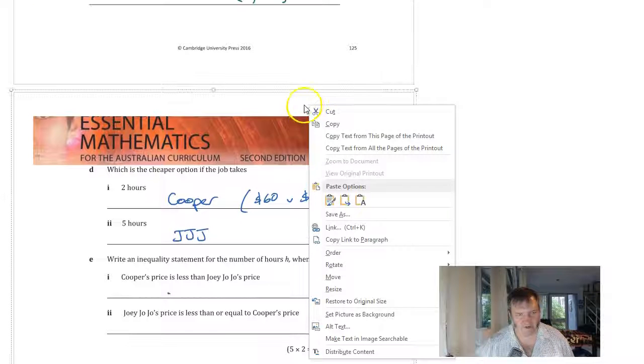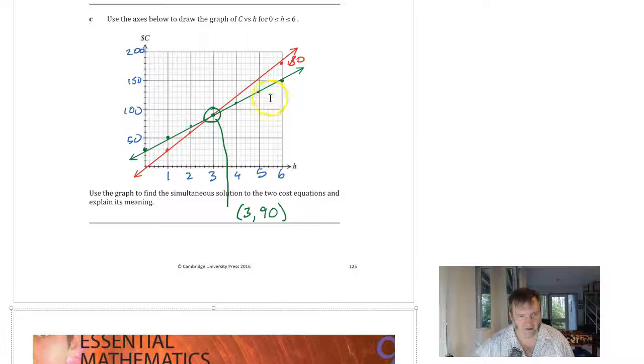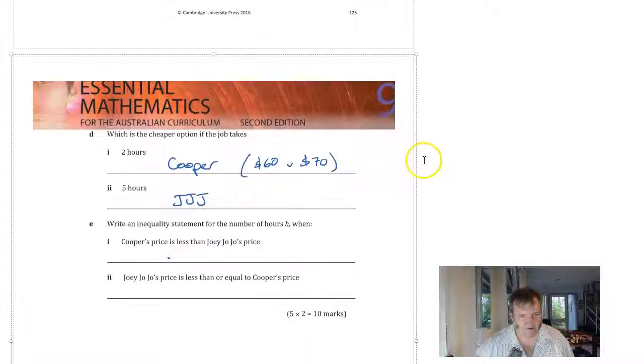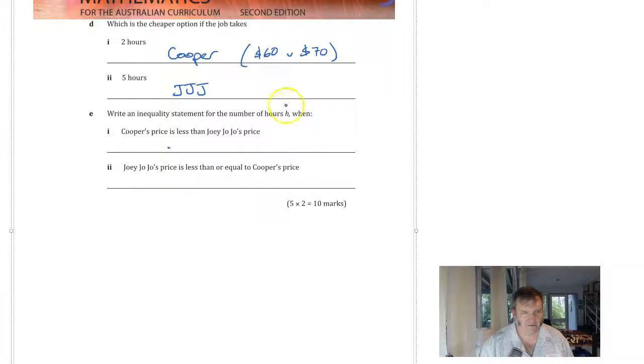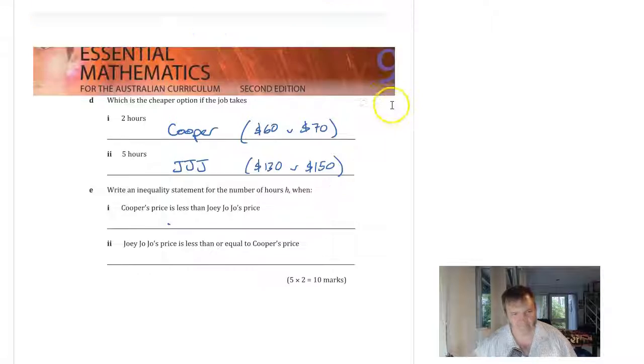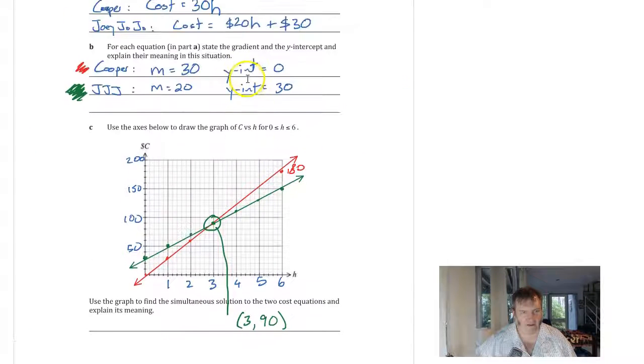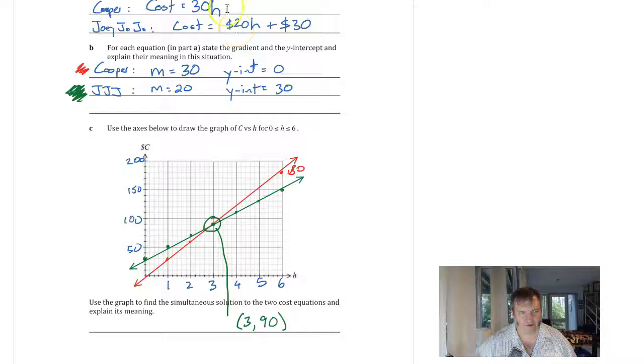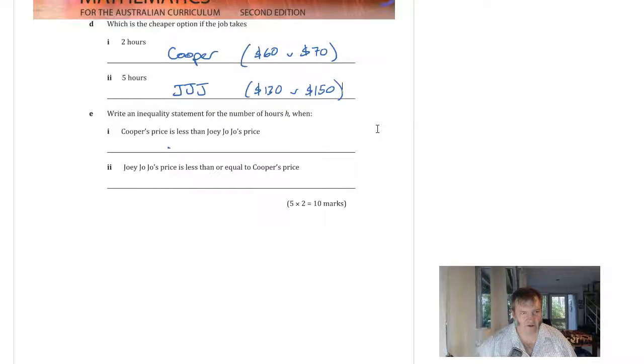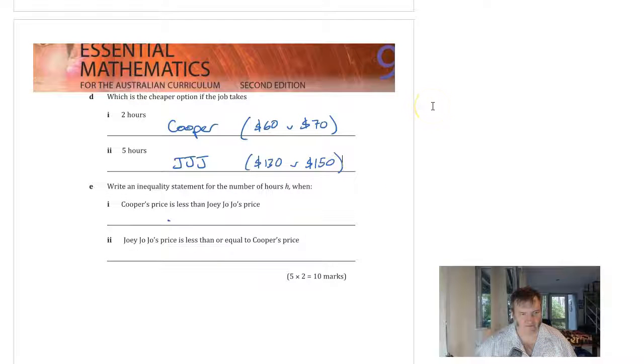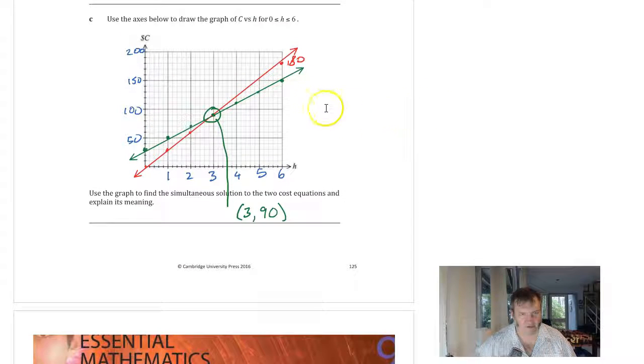5 hours, Joey Jojo, if we have a look at the 5 hours, that's up at 130. And Cooper, he's up at 150. So for 5 hours, it's 130 for Joey Jojo versus 150 for Cooper. You could also get those by subbing them in there, couldn't you? 5 hours, 150, 5 hours here, 100 plus 30, 130.